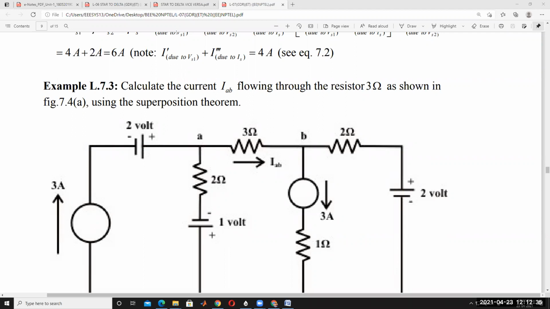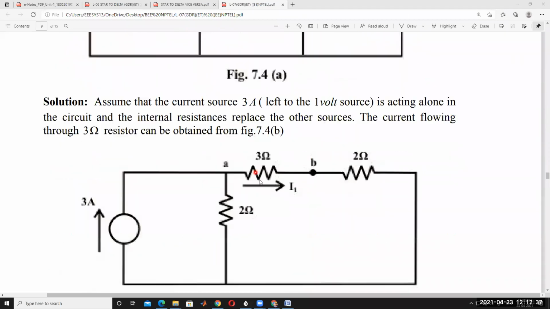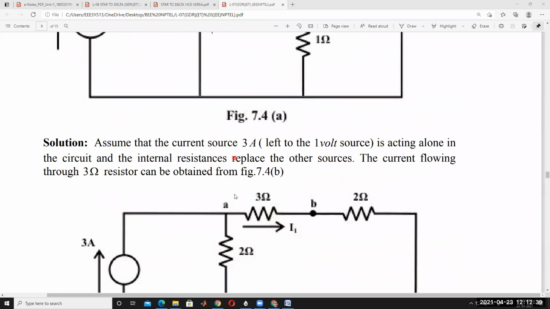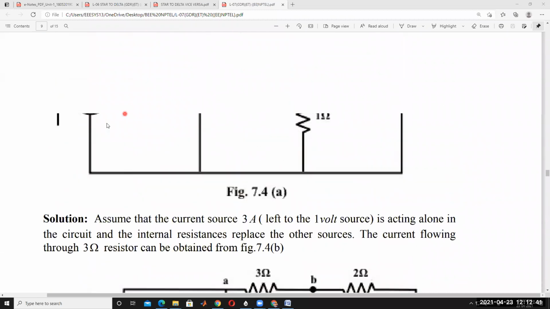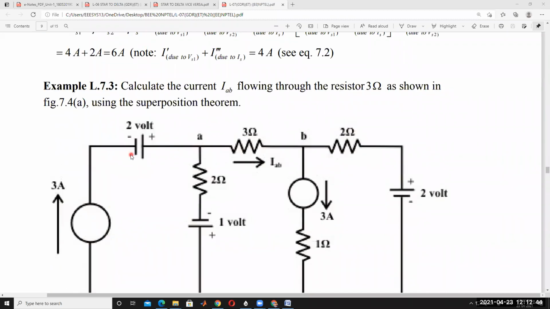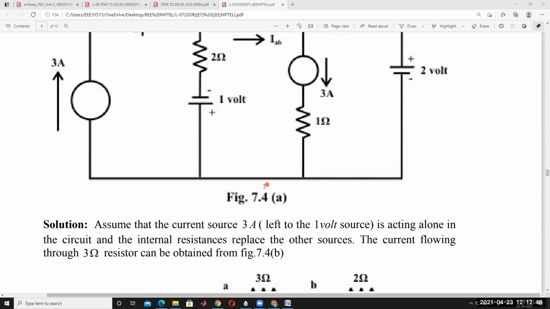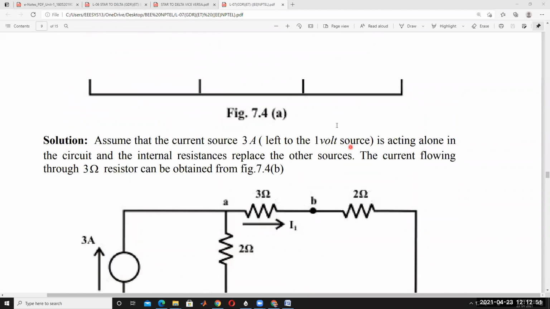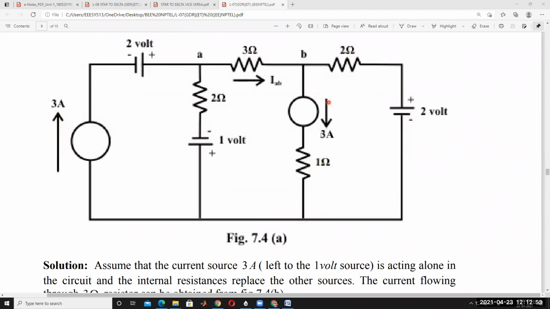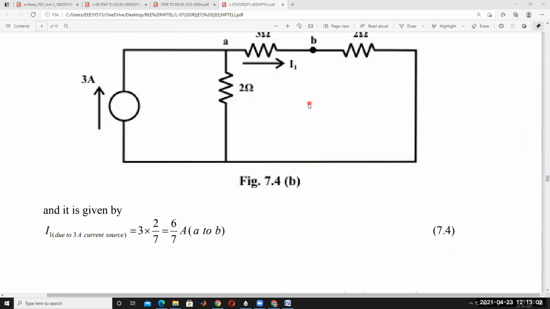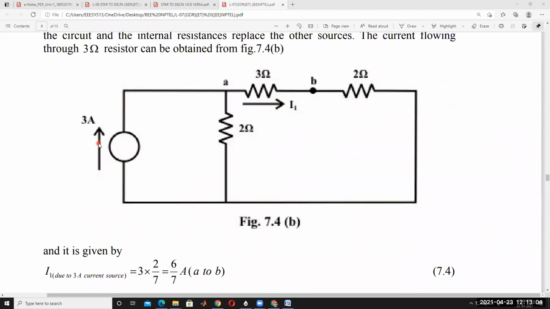And then you will get the equivalent circuit like this. Only one source is activated here, the 3 amp current source. This source is short circuited, and this source is short circuited. Here the open circuit means no current flows through the 1 ohm resistor; the open circuited current source means no current flowing through. That's why there is no use of these. So with the 3 amp current source, 2 ohms, and 3 ohms, you will get the circuit.